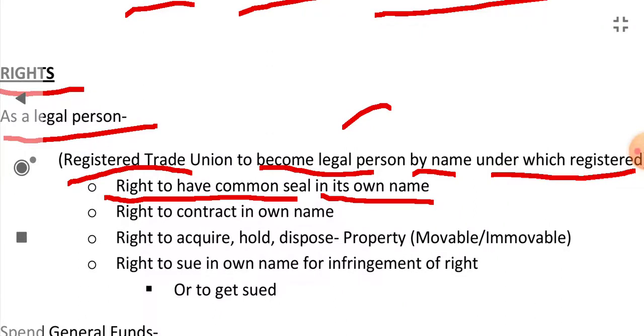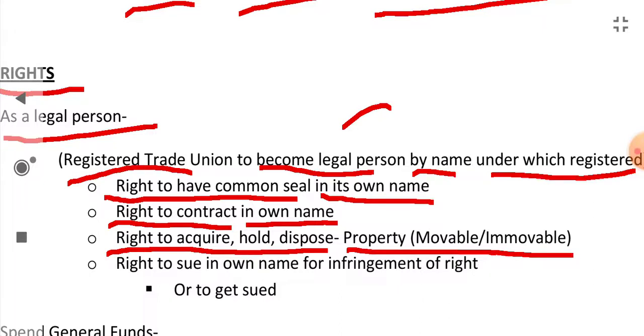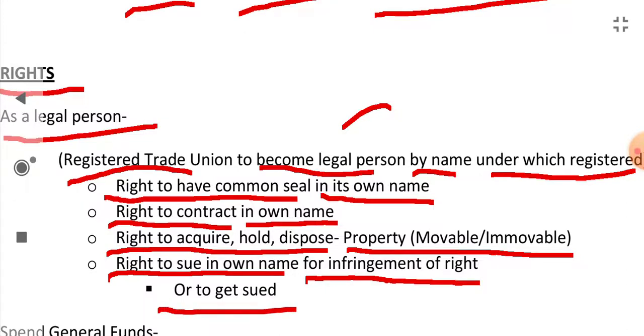The registered trade union gets the right to contract in its own name. It gets the right to acquire, hold, or dispose of property, movable or immovable. It has the right to sue in its own name for infringement of rights. If any of its rights are infringed, it can sue the other party in its own name, or the other party can sue it in its name.